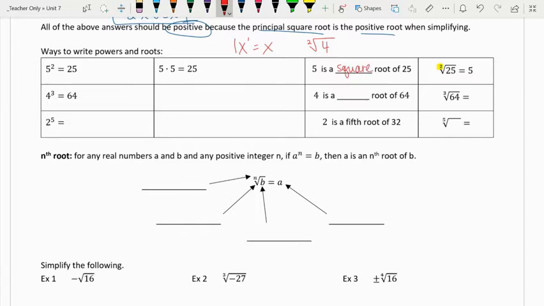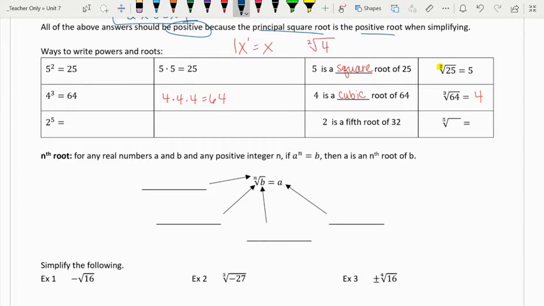And then 4 to the 3rd equals 64 because it's 4 times 4 times 4 equals 64. So that would be the cubic root. So for the cubic root, you would have a 3 on the outside of 64 is 4. And this should seem kind of familiar because we did it with factoring cubics, right?